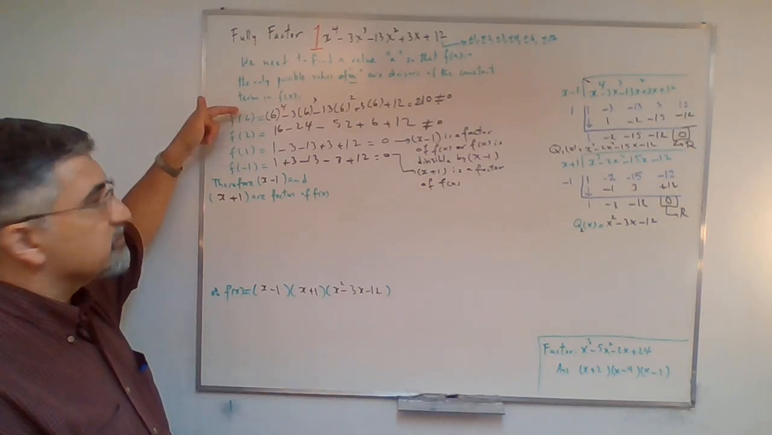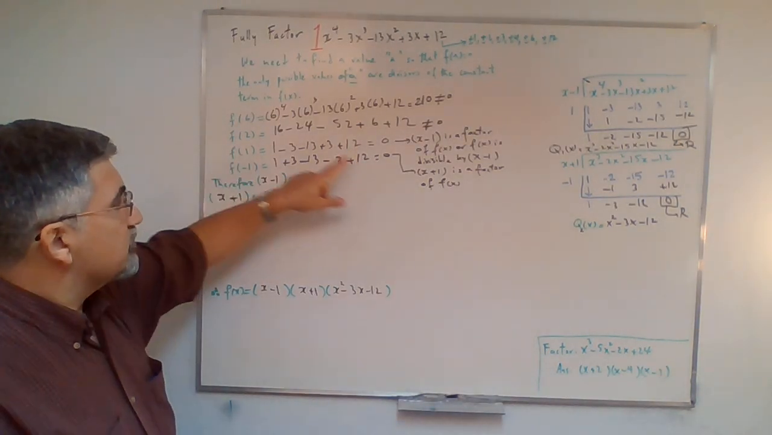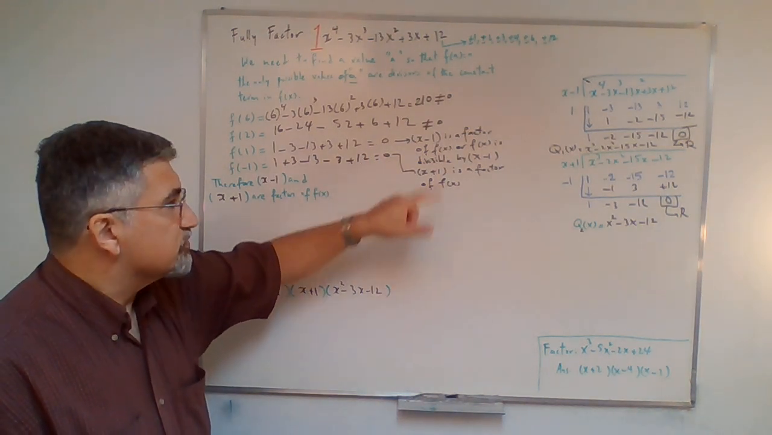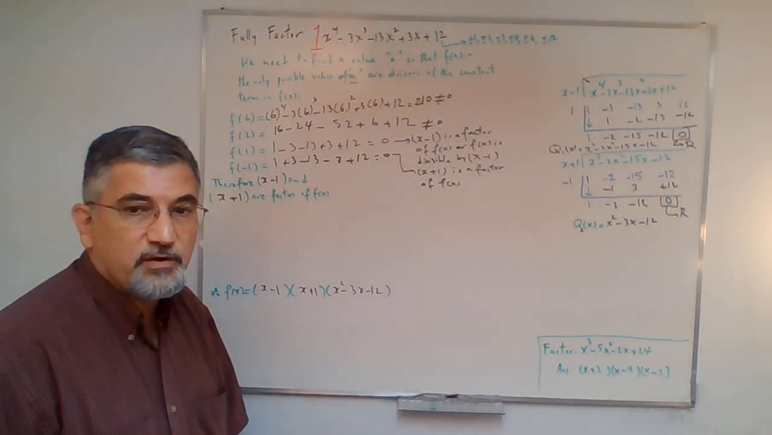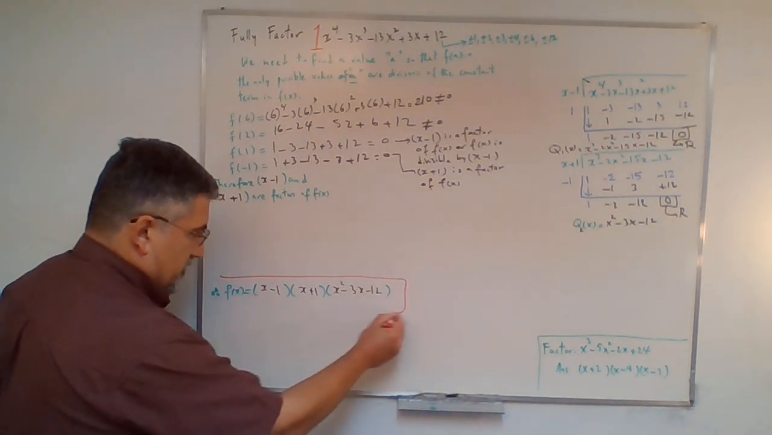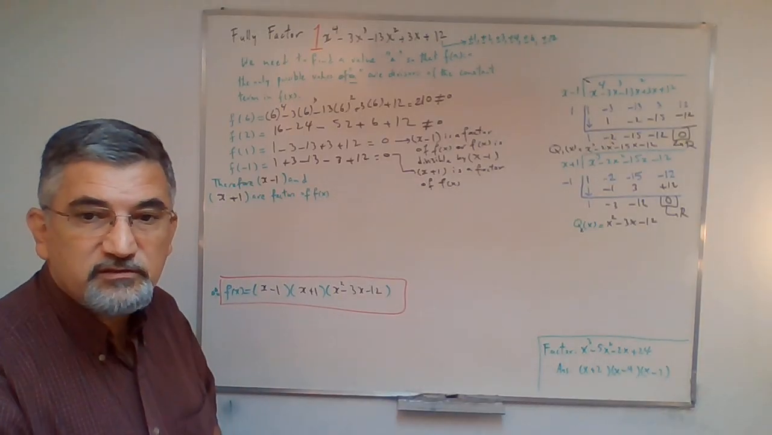So try different f values at different divisors. See which one is 0. The moment that you get the 0, you should get happy and you should use the factor theorem. Okay, so the final answer to this question is this. The question says fully factored, and we did actually fully factor.